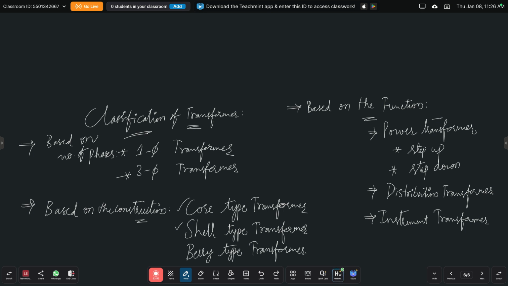So in that instrument transformer, again it's classified into two types, that is a current transformer, CT, and potential transformer, PT. So lastly, based on the function, we are going to represent welding transformers also.